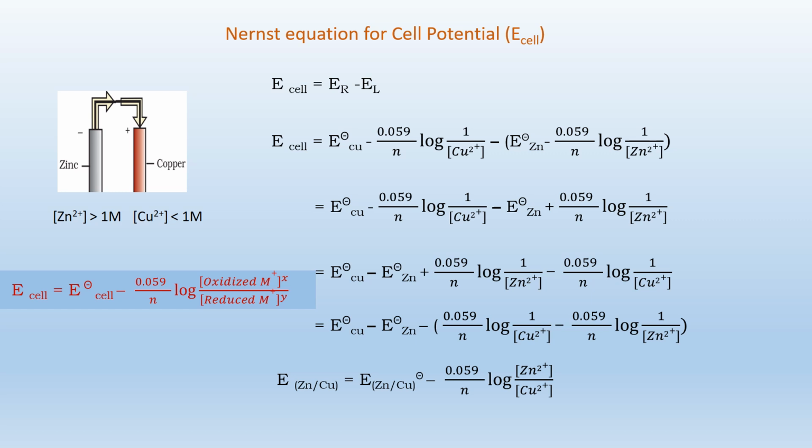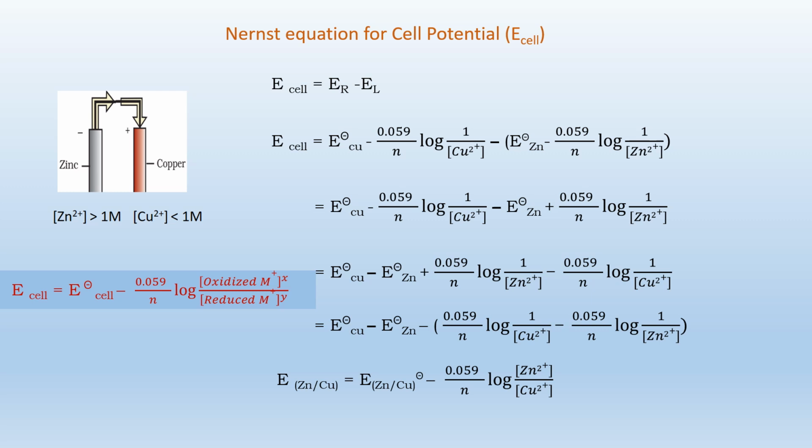The n is the number of electrons involved in the reaction, that is 2, log of zinc. Here you have to see the log of zinc ion concentration to the copper ion concentration. What is the zinc ion concentration? Zinc is oxidized to zinc ion, that is the oxidized species in the numerator. The copper ion is reduced to copper. The copper ion concentration is that of the reduced metal. The oxidized metal is zinc, the reduced metal is copper.